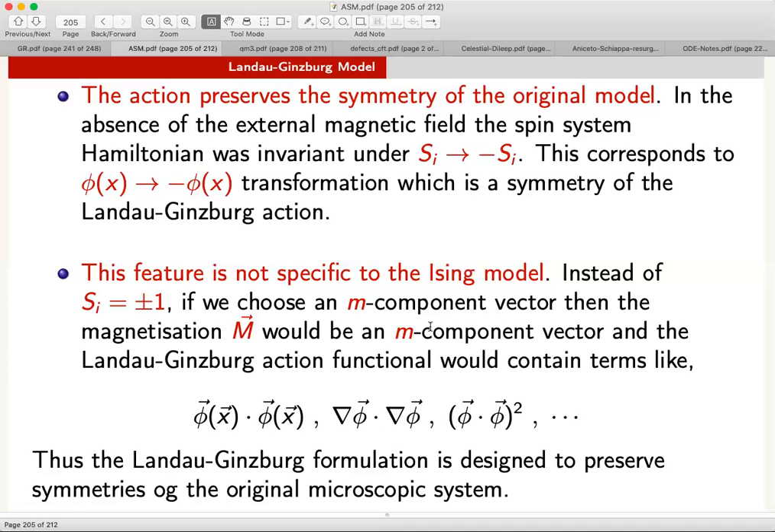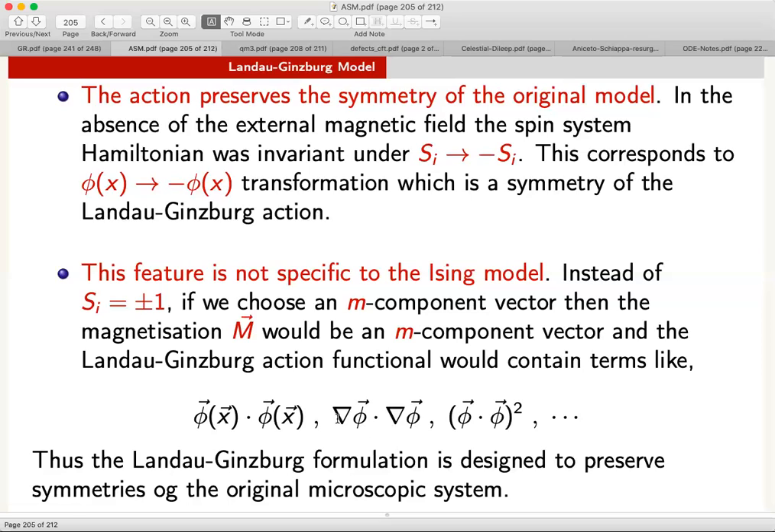Okay, in that case, you would have a magnetization vector which would also take m possible values. And in that case, the Landau-Ginzburg action functional will be written in terms of a scalar field, which itself is a vector. It's an m component vector, phi 1, phi 2, phi 3, dot, dot, dot, up to phi m. And you write down terms like quadratic terms, phi dotted with phi, where this dot product is with respect to the vector on phi and not on the vector on x actually, because that is just the space-time variable. And similarly, a dot product between the gradients of phi.